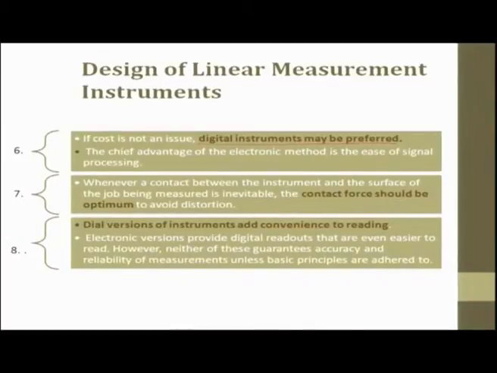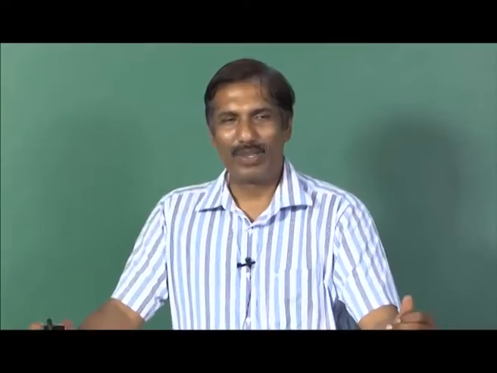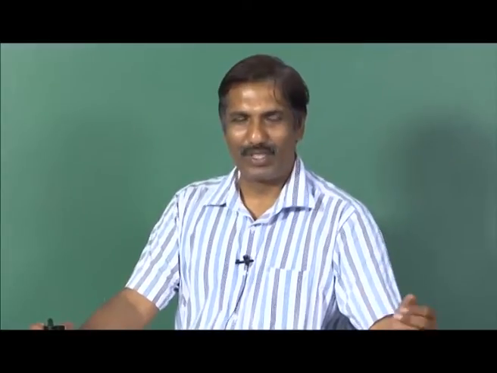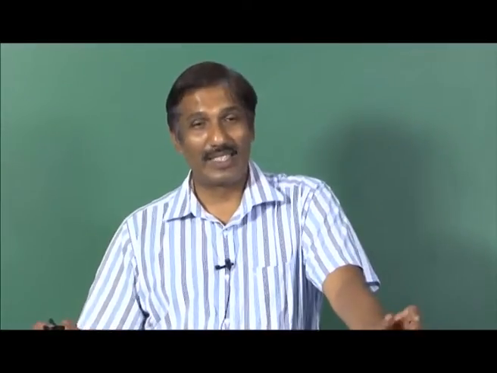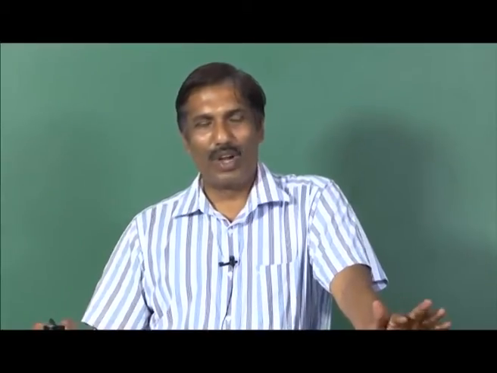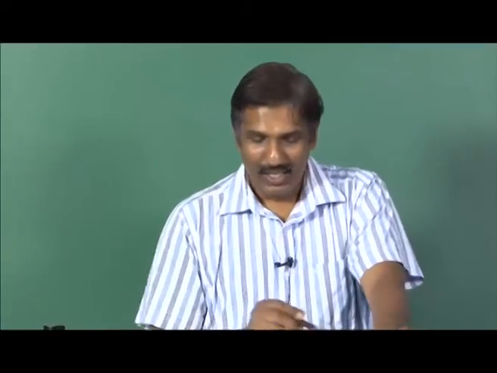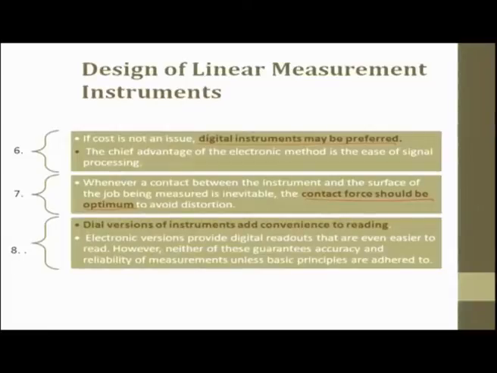Whenever a contact between the instrument and the surface of the job being measured is inevitable, the contact force should be optimum to avoid distortion. So, this is the example I asked you to work on after my first lecture. I gave you skin, to try to measure the surface roughness or the surface properties of the skin. A skin is an elastic material. So, depending upon the contact force you apply on the skin, there will be deflection and change in the values.